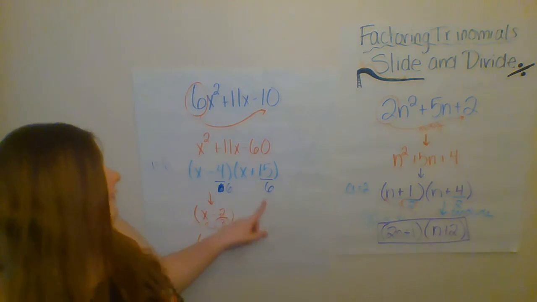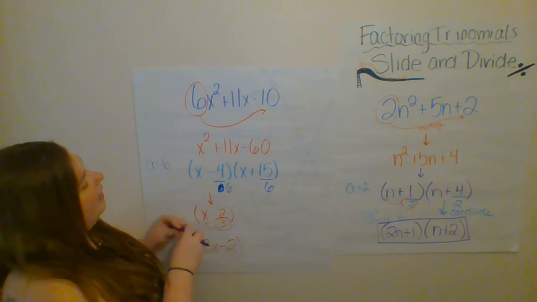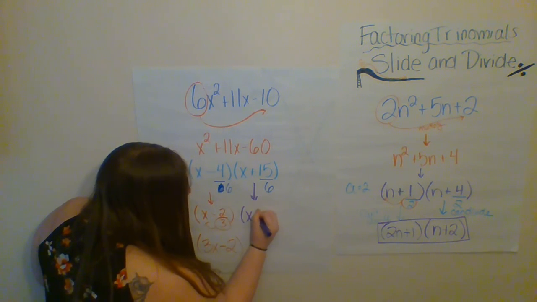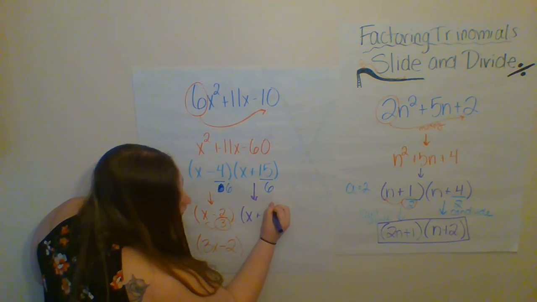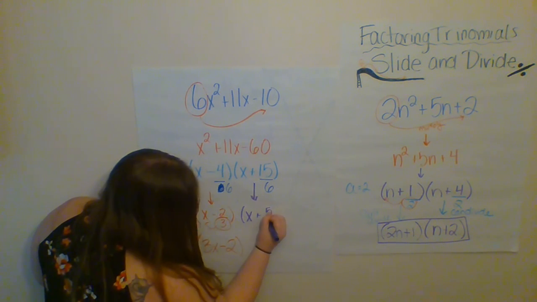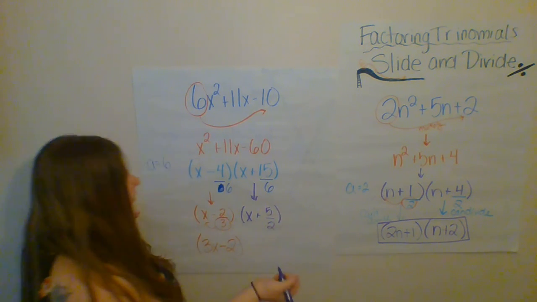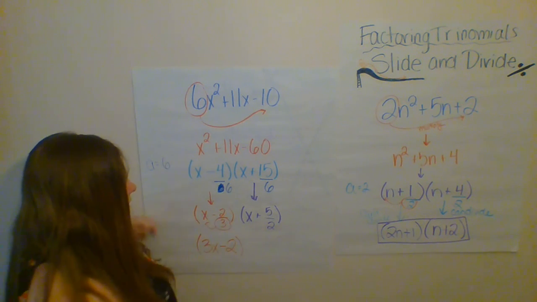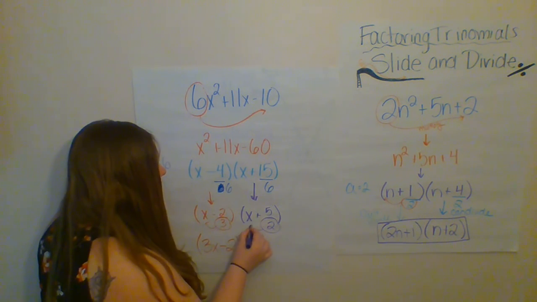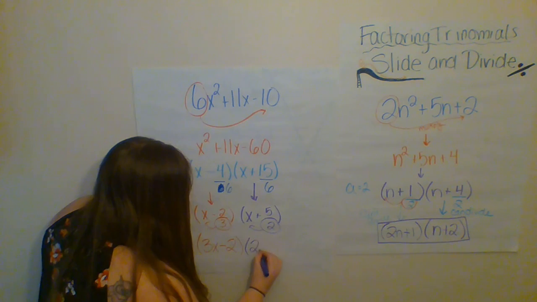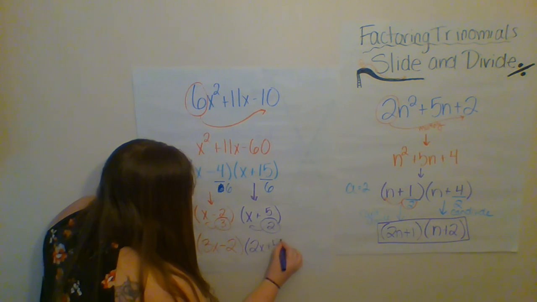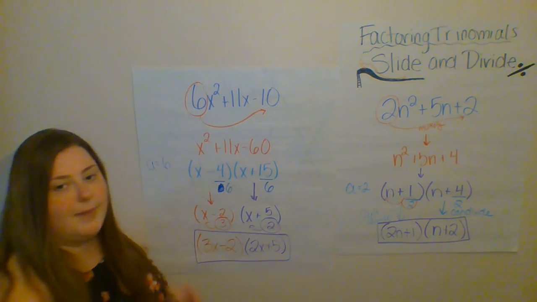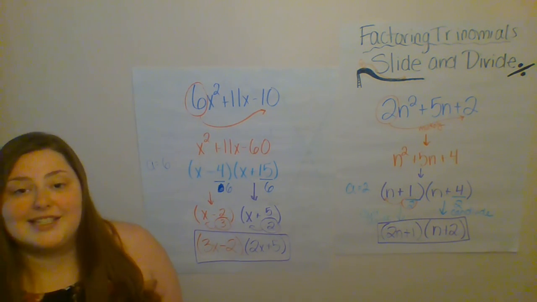Now on the other side, we have 15 over 6. That one is going to simplify to 5 over 2. So we divide both by 3, simplifies to 5 over 2. Can't divide that any further, so we flip that 2 up with the x. It becomes 2x plus 5. So our answer is 3x minus 2 times 2x plus 5.